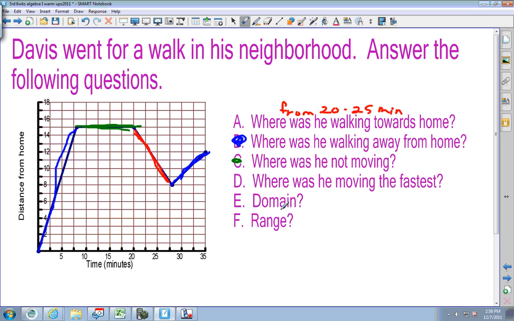Now, where is he moving the fastest? To see where they're moving the fastest, you're looking for the steepest line. And it doesn't matter if it's going up or going down. Where is he covering the most amount of distance in the least amount of time? 5, 10, 15. These both cover 15, the one going up, the one going down, but where is he moving the fastest? I say it would be in the first part of the line right here from 0 to 15.